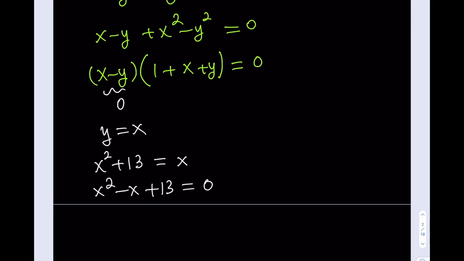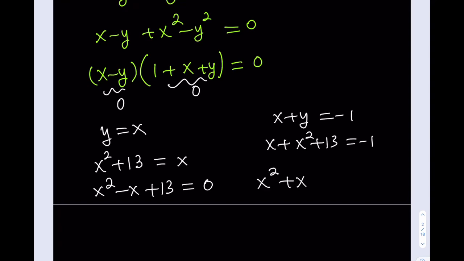And let's take a look at the second solution, which comes from here. And that gives me what? x plus y is equal to -1. And as you know, y is equal to x squared plus 13. So this gives me x plus x squared plus 13 is equal to -1. Again, this becomes a quadratic. Let's do that. This gives me x squared plus x plus 14 is equal to 0.